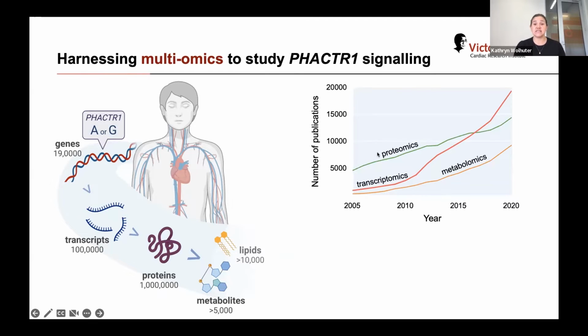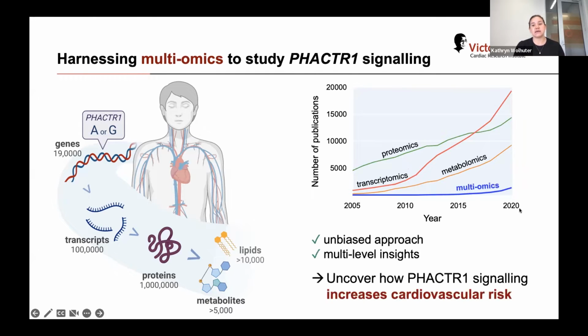Now, we can take these omics individually, and the popularity and the access to each of these techniques has been growing over the last 15 years. But what's really interesting to us is this kind of multi-omics approach. And this provides this really unbiased approach to give us these multi-level insights. And what we hope to gain from this is a very broad, unbiased understanding of how factor 1 signaling is impacting these cells and your vasculature, and how that's leading to the development and progression of disease.